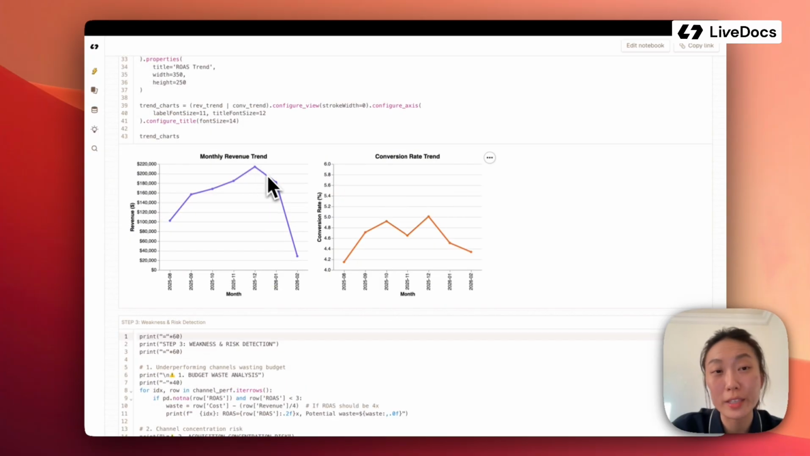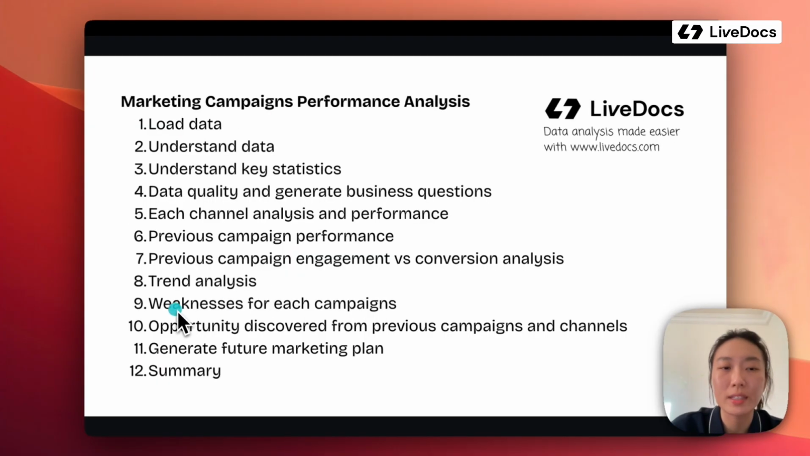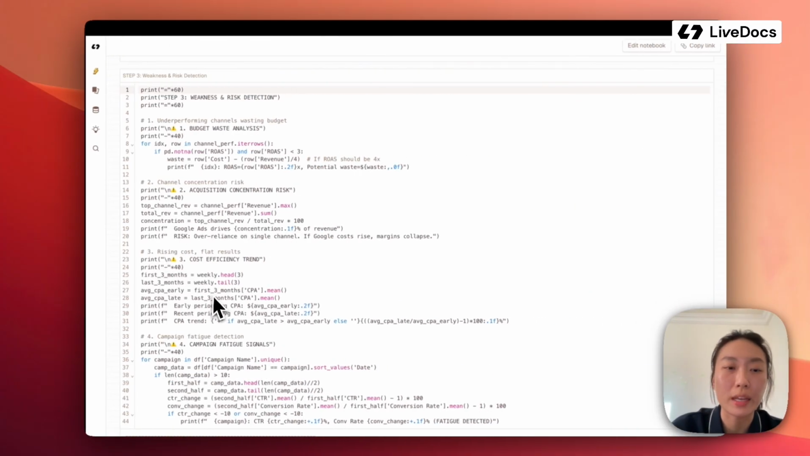The revenue has decreased since December 2025. Maybe it's because December is a bit quiet, but sales get a bit more during the holiday seasons up until December, and then the conversion rate is decreasing as well. And next we are detecting the weaknesses for each campaign.